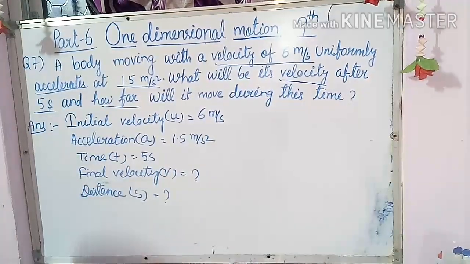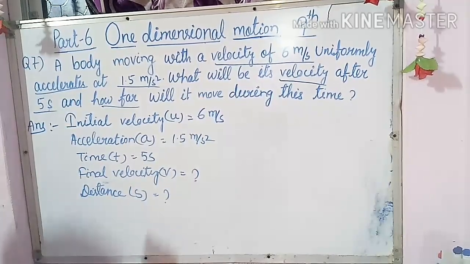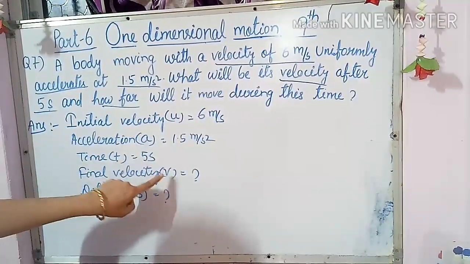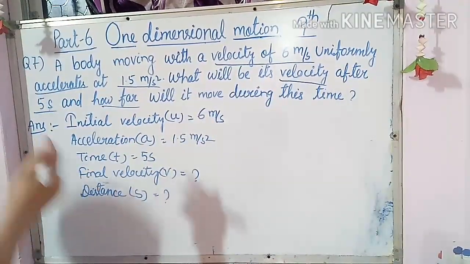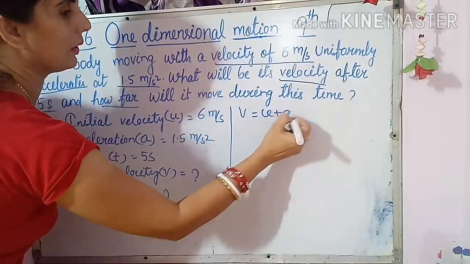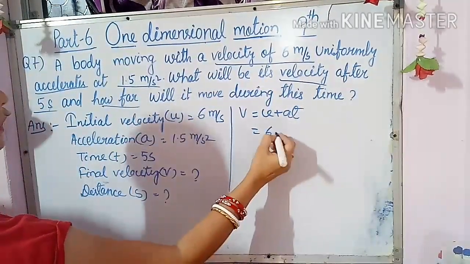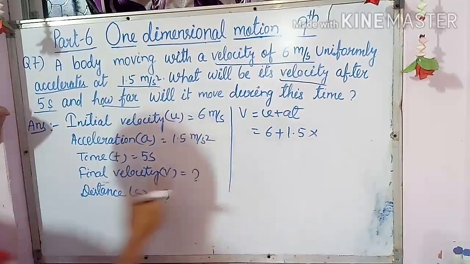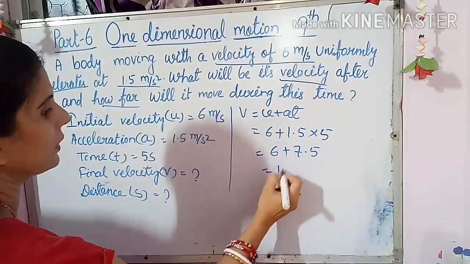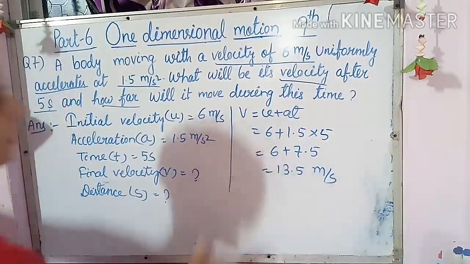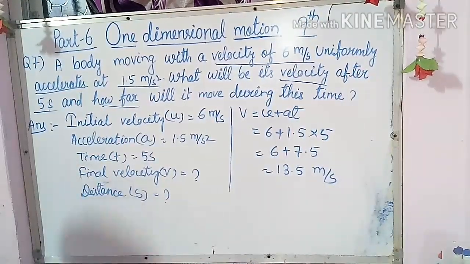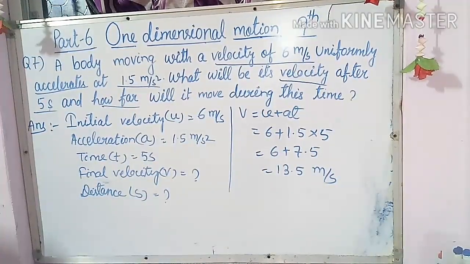So definitely if two things are asked, you have to use two equations. Now see, for the first thing which equation is considerable? u, a, t, v. So definitely you can go for the first equation: v equal to u plus at. Now what is u? 6 plus a, which is 1.5, into t, which is 5 seconds. So 6 plus 7.5 is 13.5 meter per second. So you got v. Now to find the distance s, you can put v square minus u square equal to 2as, or s equal to ut plus half at square.